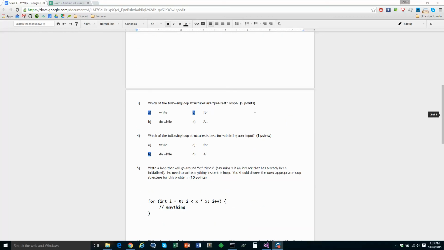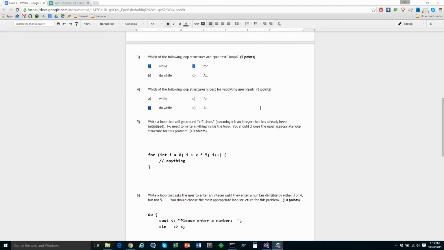So let's now go over to the actual written part, and we'll go over these answers. For number 3, there were actually 2 choices here, A and C, that were pre-tests. I didn't actually write in the question, circle all that are pre-test loops. So I didn't mark off points if you didn't circle them all. If you circled any one of the while or the for loop, I gave you credit. If you said all, that was wrong. Do while is wrong. Do while is a post-test loop.